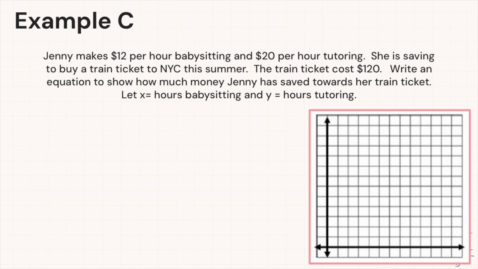Again, we could use any equation that we want. It doesn't tell us a form, but since they've told us it's 12 hours per ticket and gave us an X, and $20 per hour tutoring, and they gave us a Y, standard form is probably the easiest way to go. So remember, standard form is ax plus by equals c. So we know our A is going to be 12 because that's how many hours babysitting. 12x plus our hours tutoring is 20y, and we know altogether we want to end up with $120. So that's great. We've written our equation.